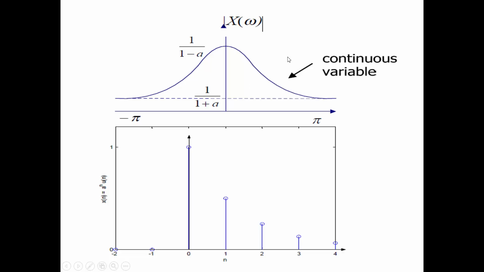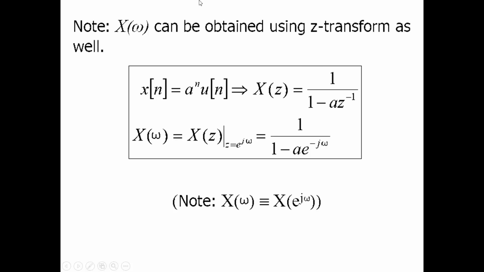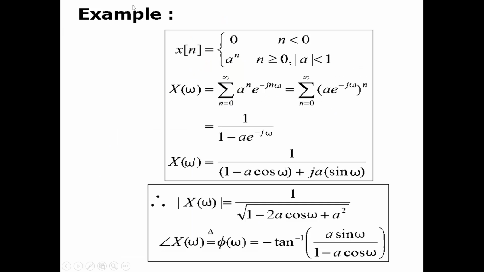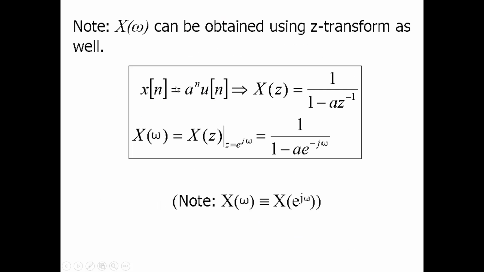This is the magnitude response, which is a continuous variable, right? This is the corresponding discrete input sequence, and this is the magnitude response obtained while taking the Fourier transform. Here we are using the formula to take the Fourier transform. For any signal x[n], let's say a to the power n, we multiply it with e to the power minus j omega n and get the frequency response. But the other way to get the frequency response is by using the Z transform. So if xn is equal to a to the power n u[n], what you do is you take its Z transform.